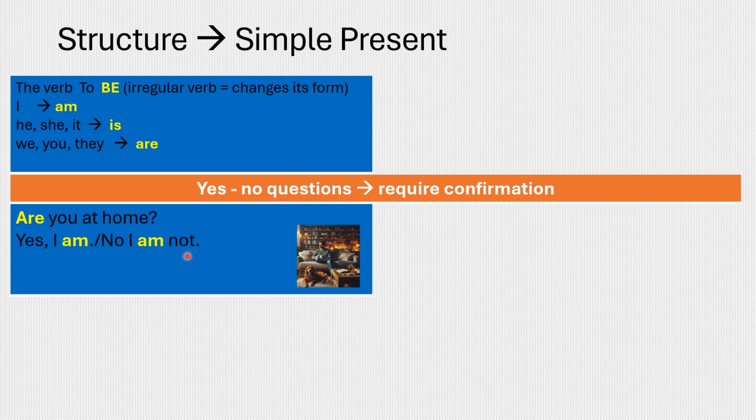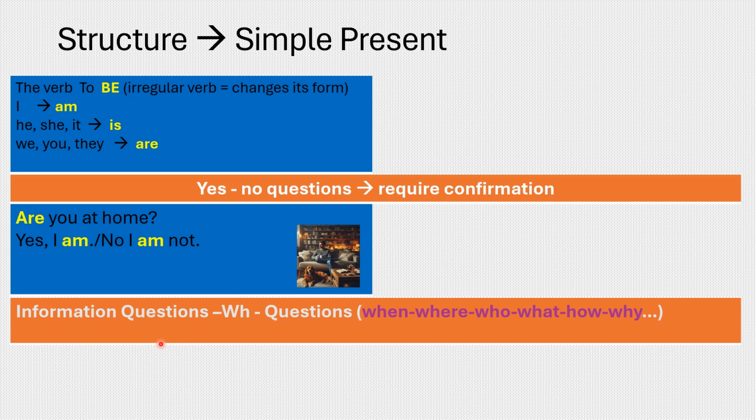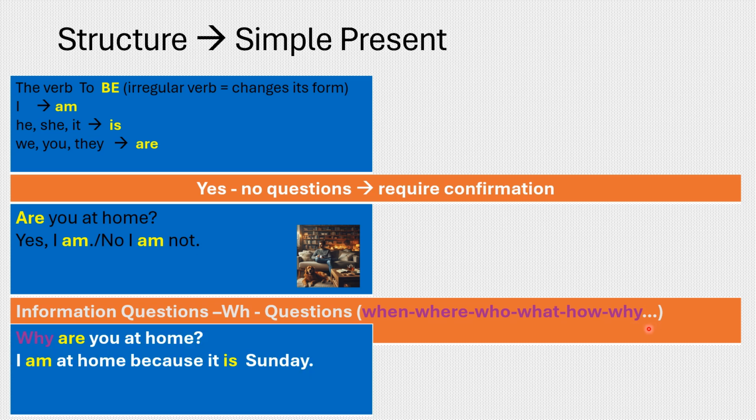For the information questions, we need to use the WH questions at the beginning of a sentence. For example, when, where, who, what, how, why, and more. We place that at the beginning and we'll have, why are you at home? I'm home because it's Sunday.